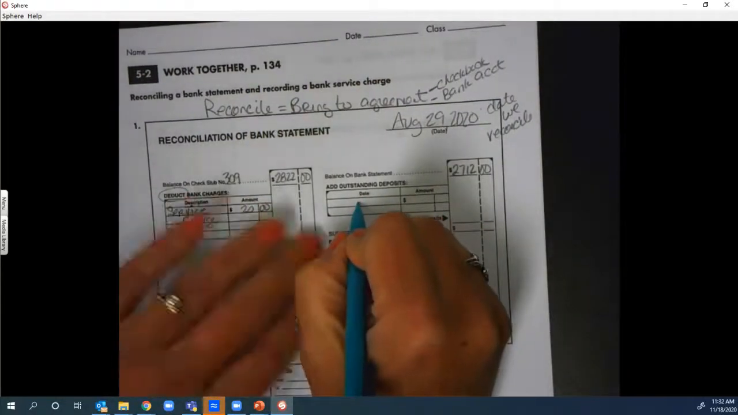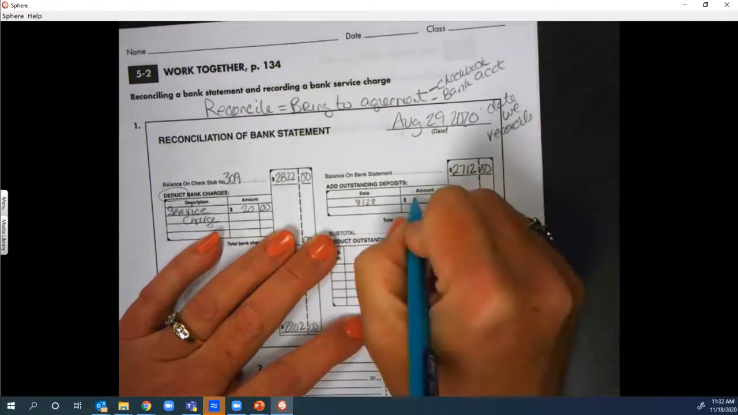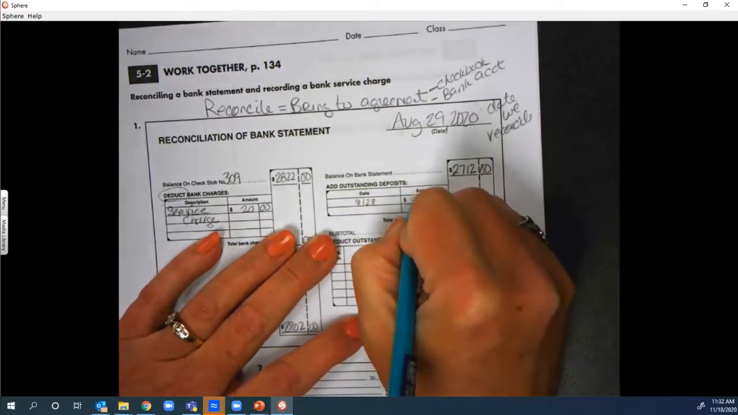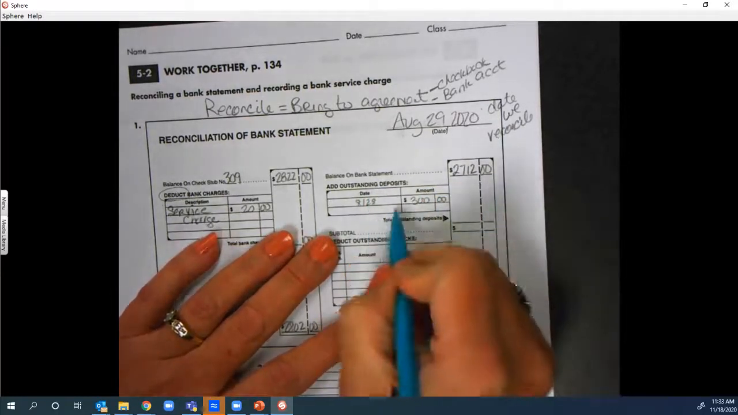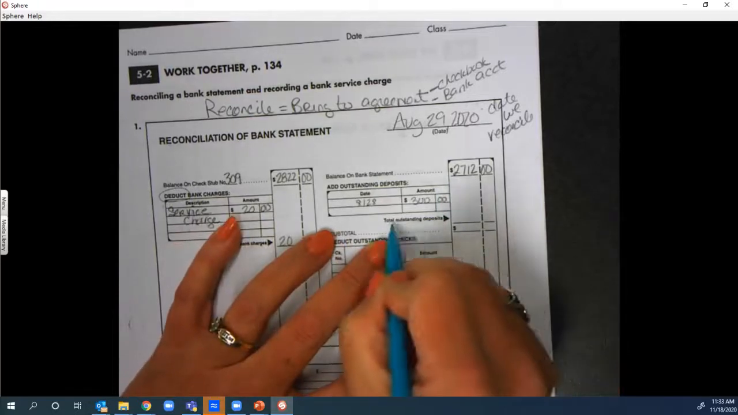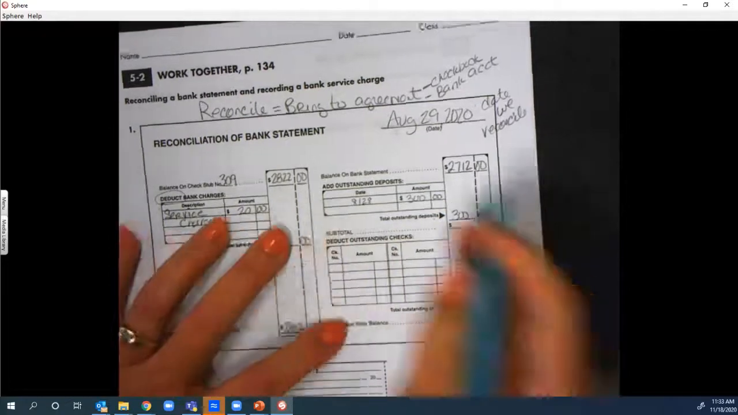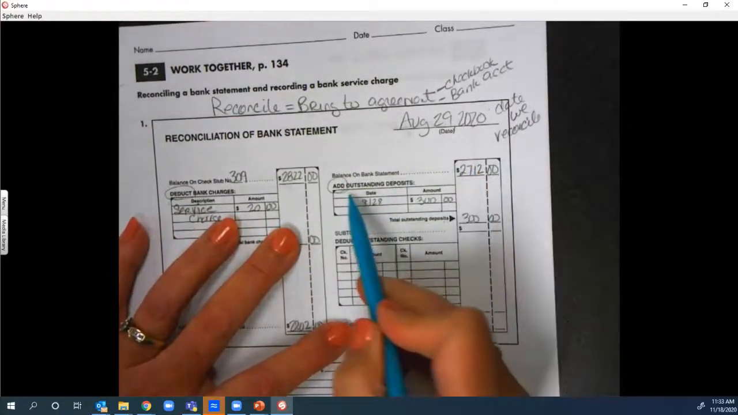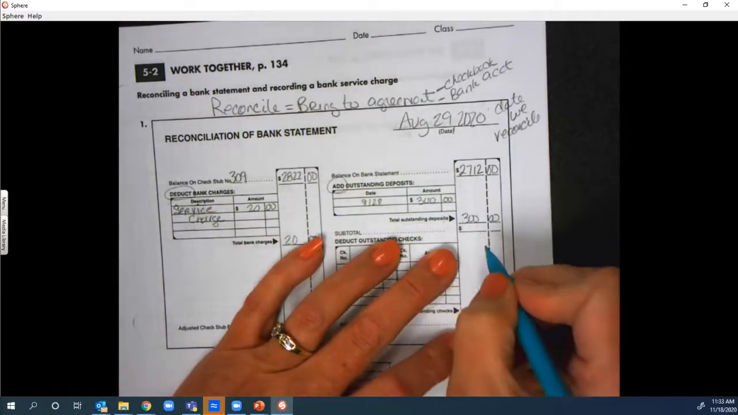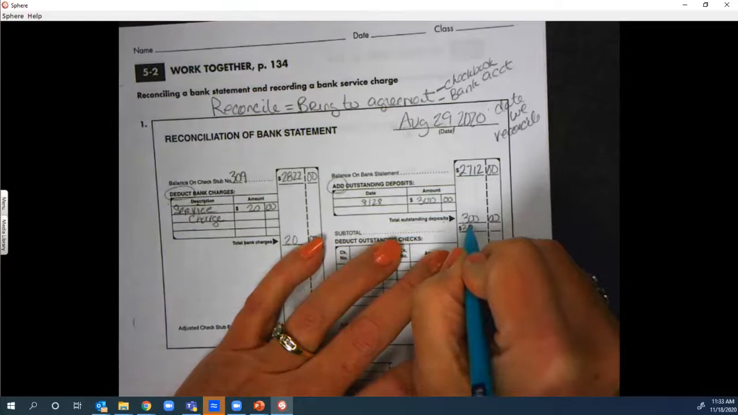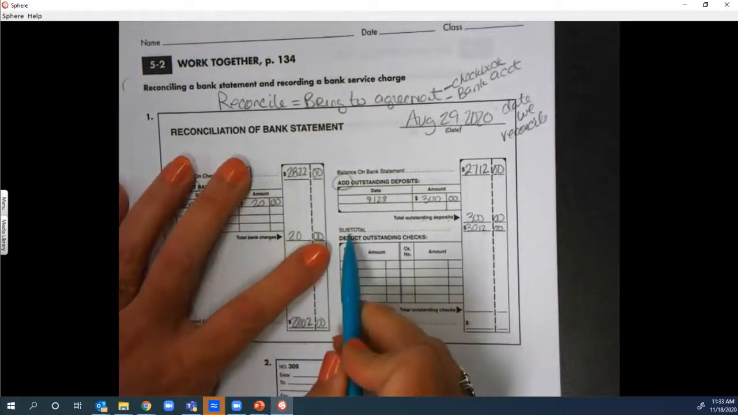Okay, so we had a deposit on 8/28 for 300, and you could have had multiple deposits, so it gives you space to add those up. It tells us that we're just going to put the total deposits here. So there's 300 there. It tells us that we're going to add the deposits. So 2712 plus 300 is 3012. Okay, and that gives us the subtotal.